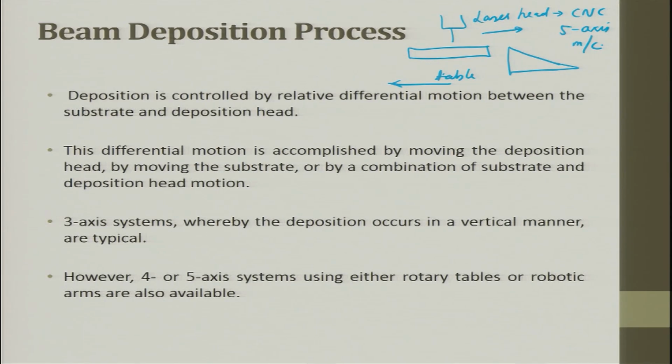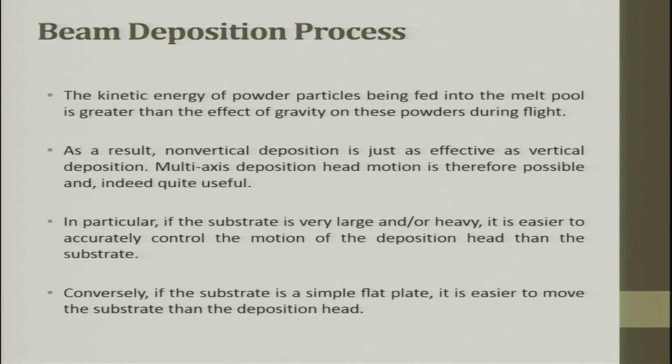So, it can create any free-form surfaces and it can deposit. This differential motion is accomplished by moving the deposition head, by moving the substrate, or by a combination of substrate and deposition head motion. A 3-axis system whereby the deposition occurs in a vertical manner is typical. However, 4 or 5-axis systems using either a rotary table or robotic arm are also available today.